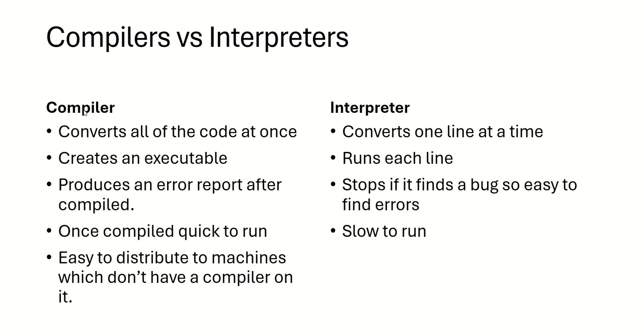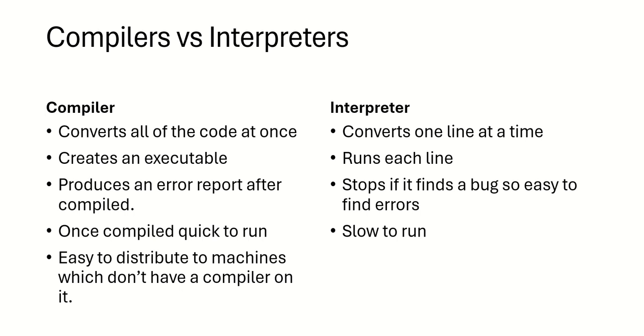Now a compiler is what you would use if you were using like C#, and it converts all the code at once into binary and creates an executable file like a .exe, and it just produces an error report after it's finished. Once it's been compiled, it's translated, so it's quick to run and it's easy to distribute to machines. Like you can just send them the executable. They don't need to have that compiler to run it.